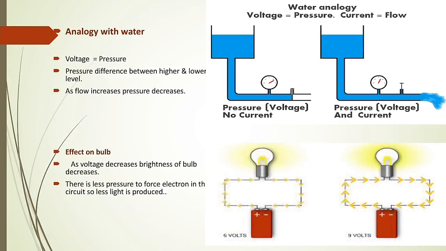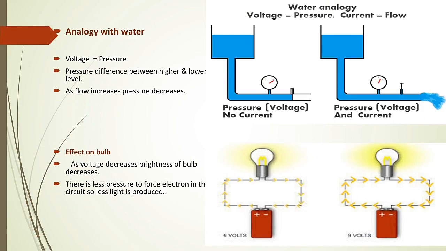Then analogy with water. Electricity and water flow are analogous, in that voltage is equal to pressure and current is equal to flow. If we see in the figure, if there is no current, then there is an increase in pressure, and if there is current, pressure is decreased slightly. In water also the same thing, means if flow increases, pressure will decrease.